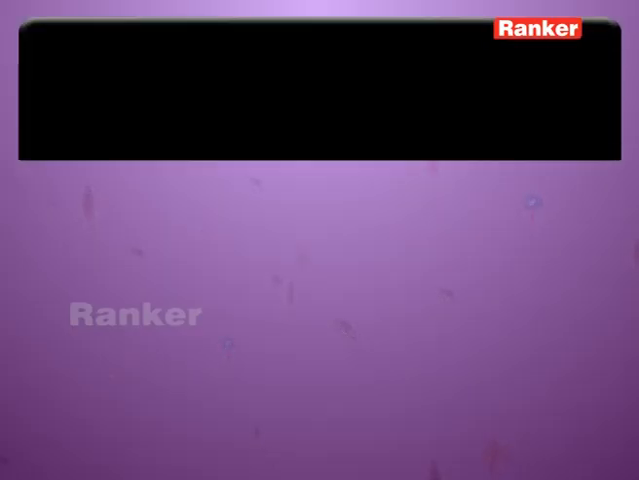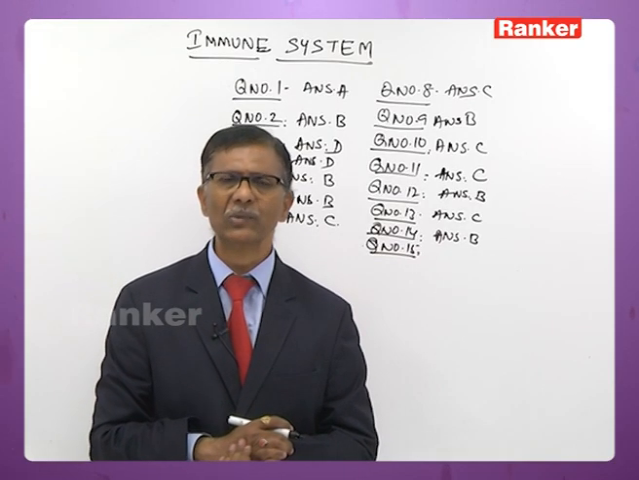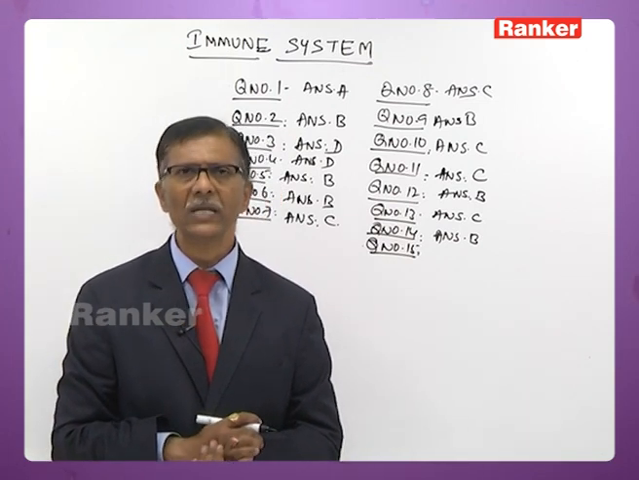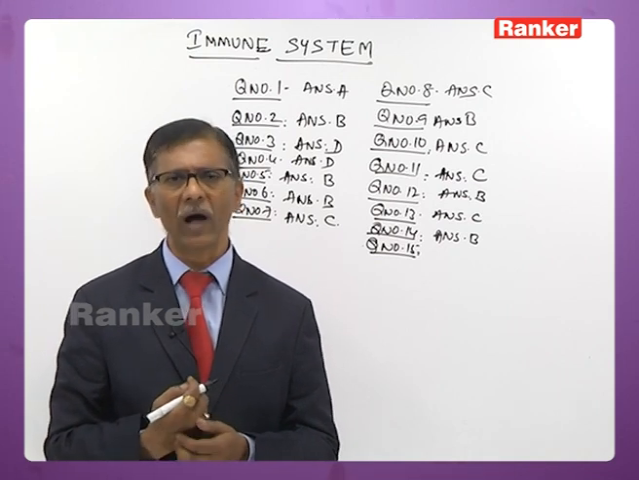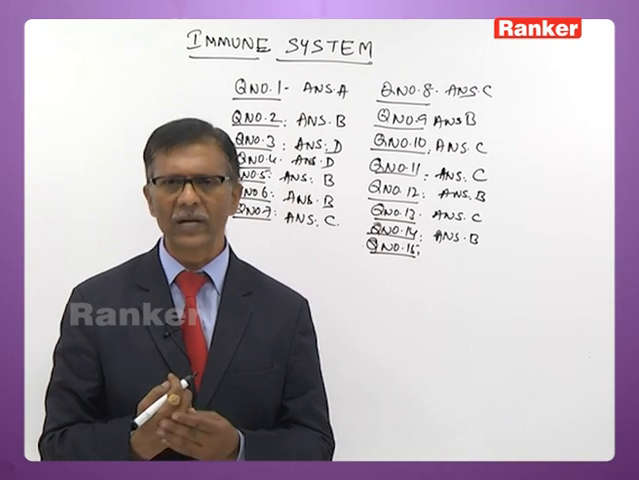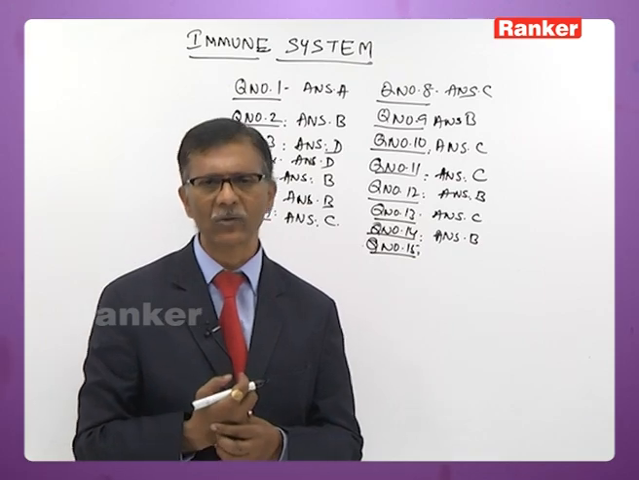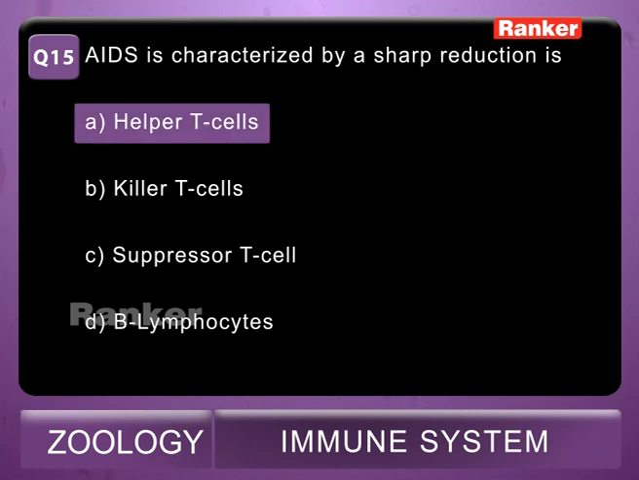Now, question number 15, AIDS is characterized by a sharp reduction in A. helper T lymphocytic cells, B. killer T lymphocytic cells, C. suppressor T lymphocytic cells, D. B lymphocytes. When the AIDS virus, a retrovirus, enters the human body, it mostly destroys helper T lymphocytic cells which carry CD4 markers. Due to the fall in helper T lymphocytic cells, B lymphocytic production also comes down. So, the main target for the AIDS virus is helper T lymphocytic cells. So, 15th question answer is A, helper T lymphocytic cells.